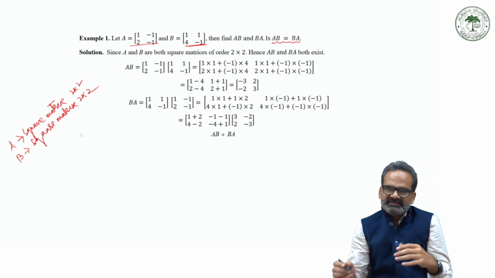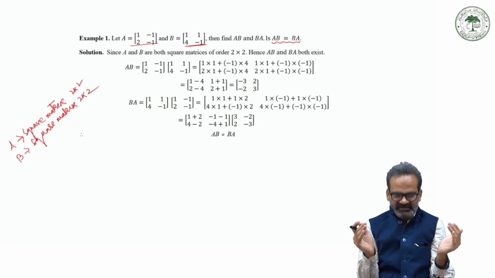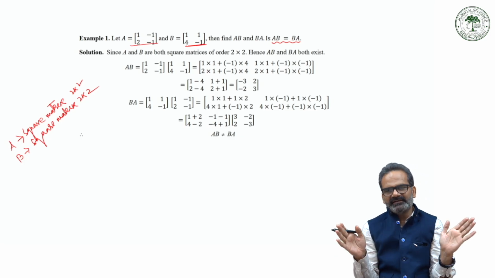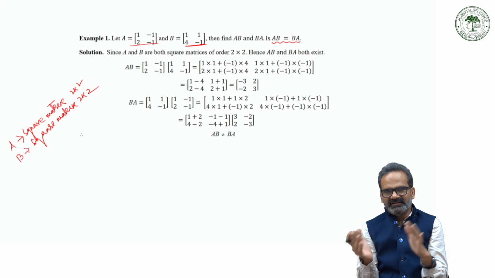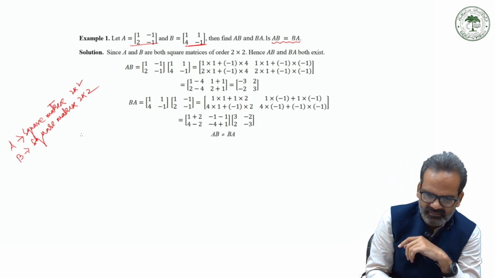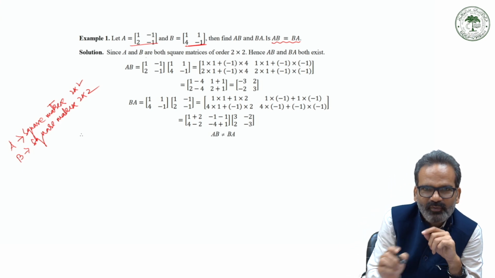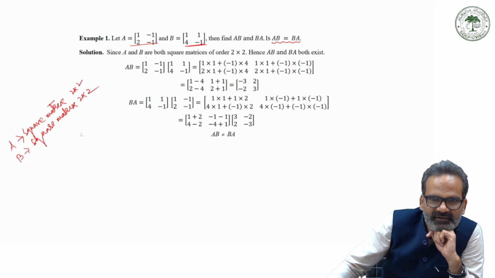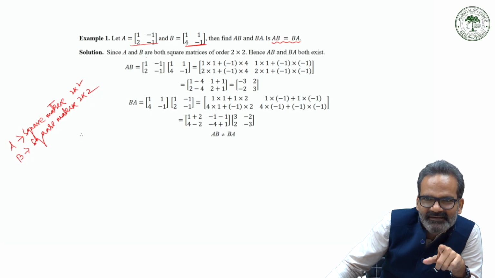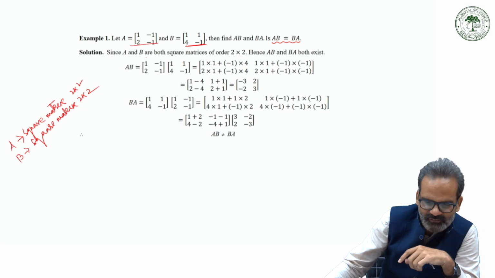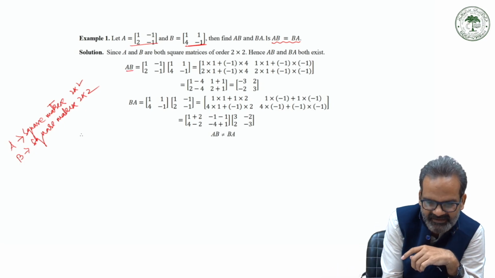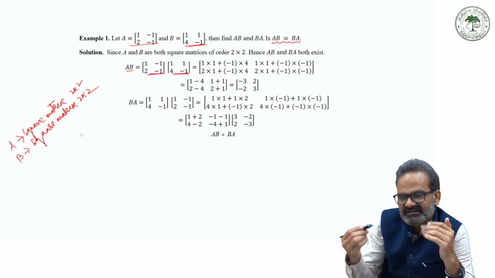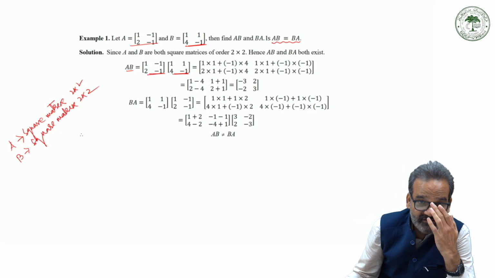Whenever two matrices are square and of the same order, you can always find their product AB as well as BA. Since A and B both are square matrices of order 2 by 2, AB and BA both exist. Now you can find it. See, this is the matrix A and this is the matrix B. Use the same operation of multiplication of two matrices.